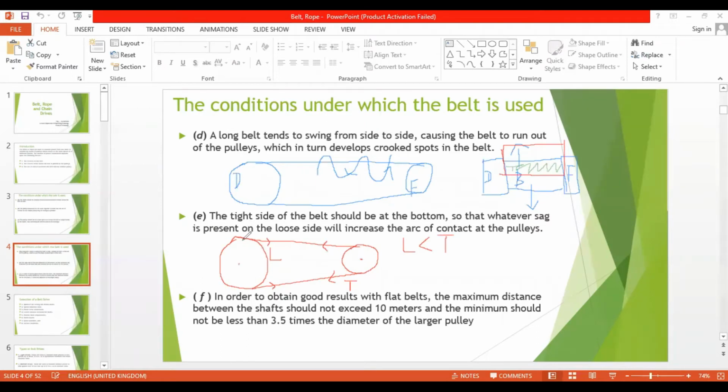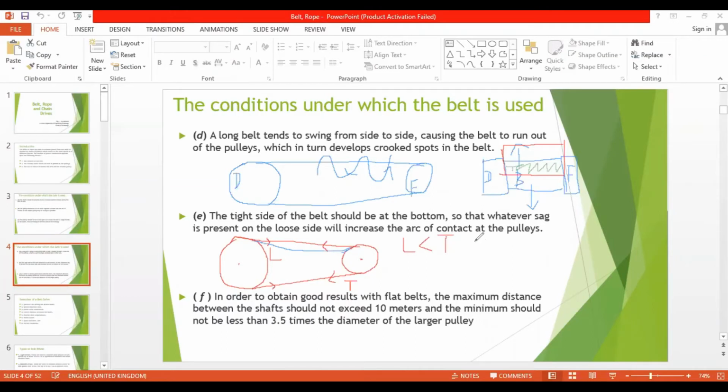What will happen if the tension is low on the top belt? It may tend to bend like this. You know that. If there is low tension, it may tend to come down like this.